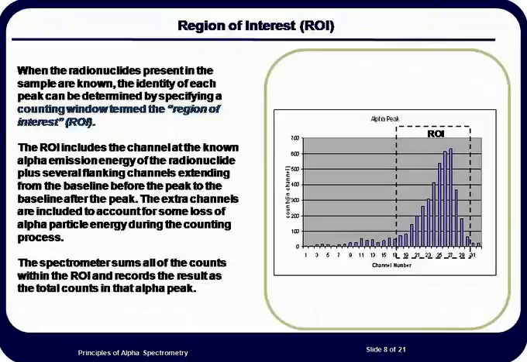The ROI will generally include several channels to ensure that all of the relevant counts for a specific alpha particle will be recorded. All the counts in the ROI are then summed to get the total counts for that alpha particle decay. These counts are then directly related to the activity of that radionuclide in the sample.